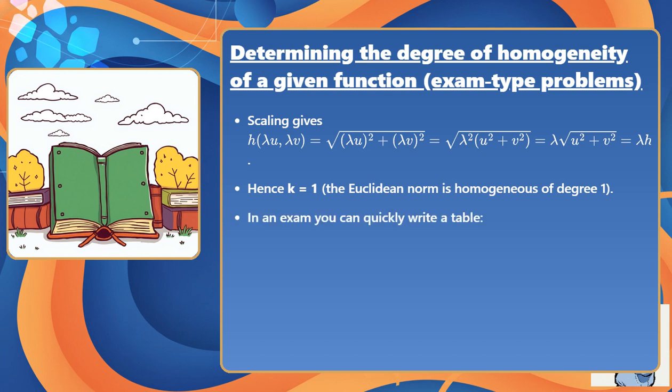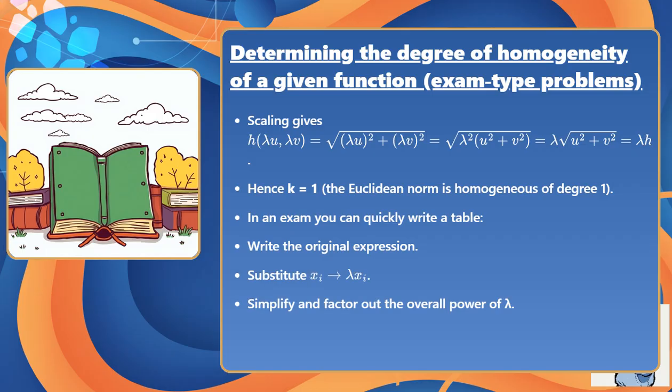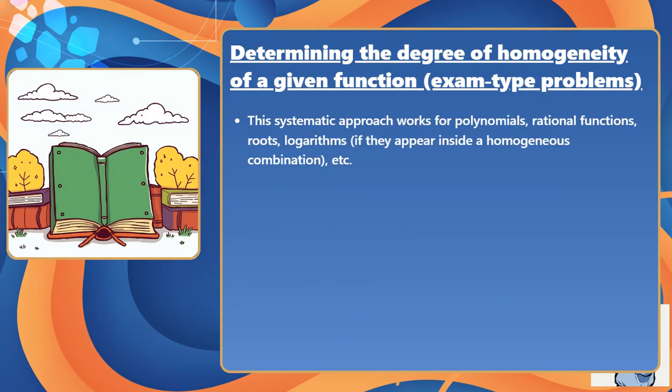In an exam, you can quickly write a table. Write the original expression. Substitute x_i → λx_i. Simplify and factor out the overall power of λ. The exponent of λ is the degree k. This systematic approach works for polynomials, rational functions, roots, logarithms if they appear inside a homogeneous combination, etc.